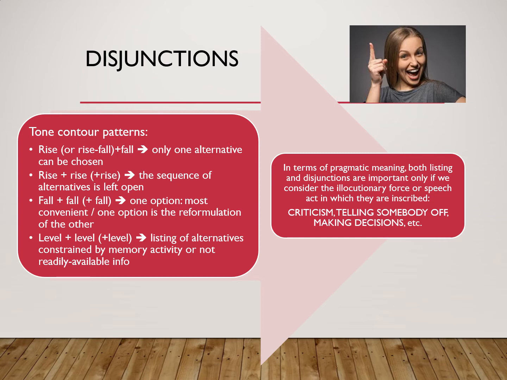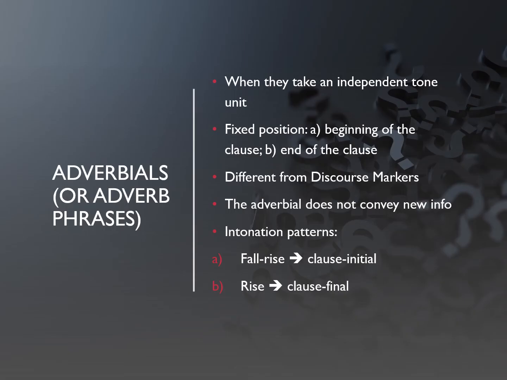Do not forget the importance of enumerations and disjunctions lies in their pragmatic meaning. They are used to exemplify or reinforce certain speech acts, such as criticisms, harangues, decision-making processes, among others. Other syntactic structures which correlate with tone patterns are adverbials or adverb phrases, such as then, at the moment, etc.